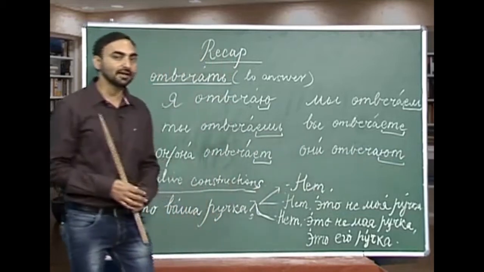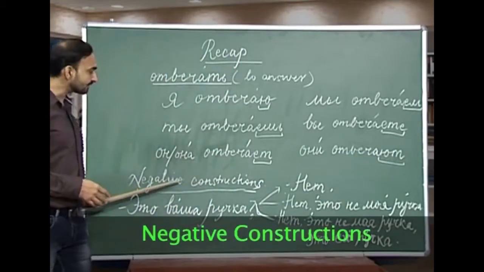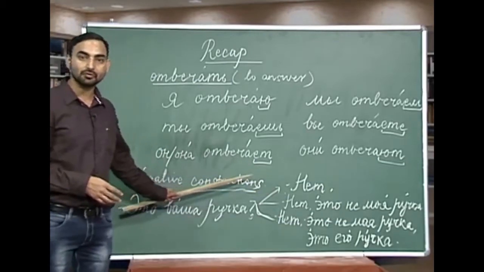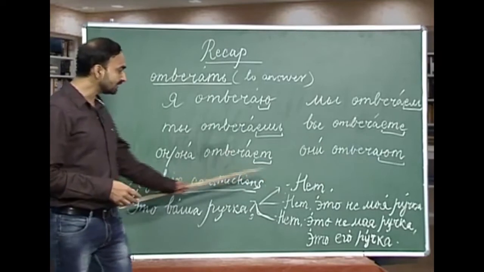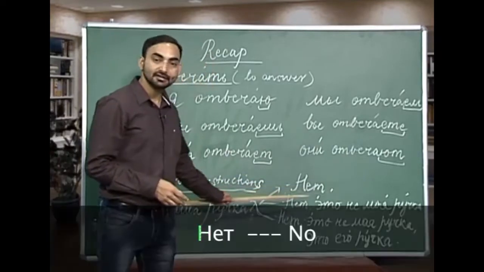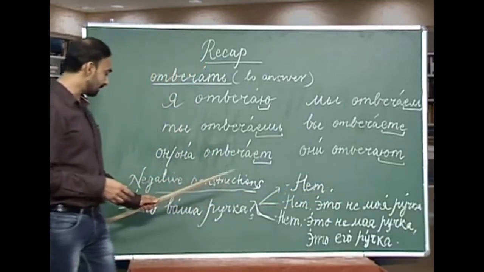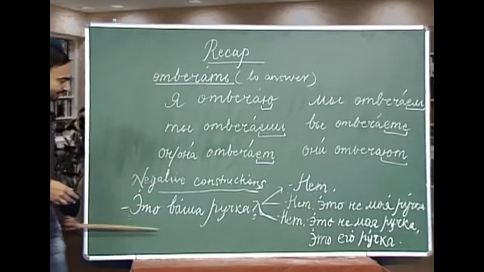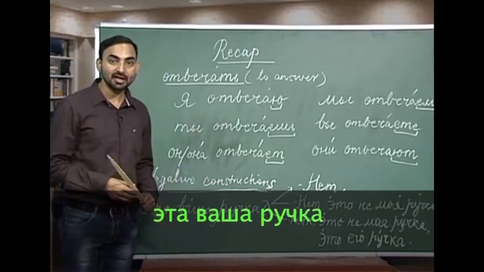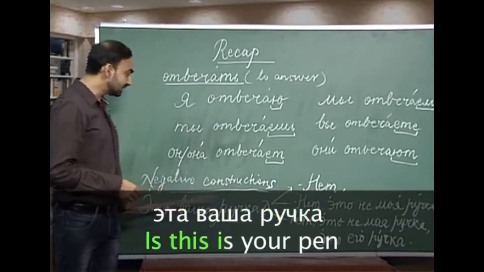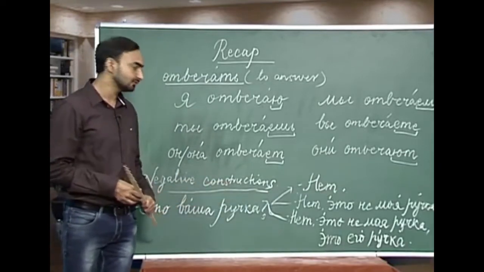Okay, the next topic that we had done in the last lesson was negative constructions. So, how do we denote negation in Russian language? And we had done that we use this word нет. Нет is no. For example, I have written a question. Это ваша ручка? Is this your pen? So, how will you answer this question in negative?